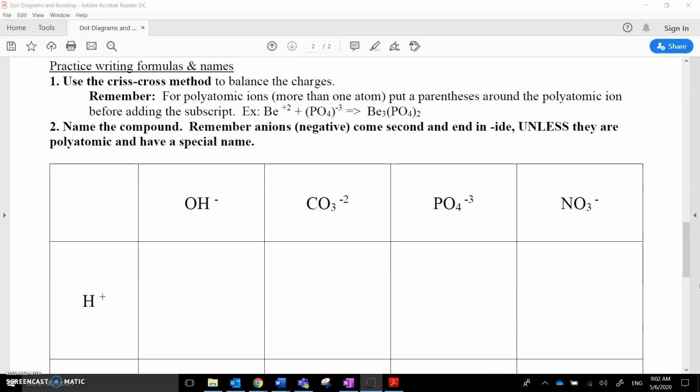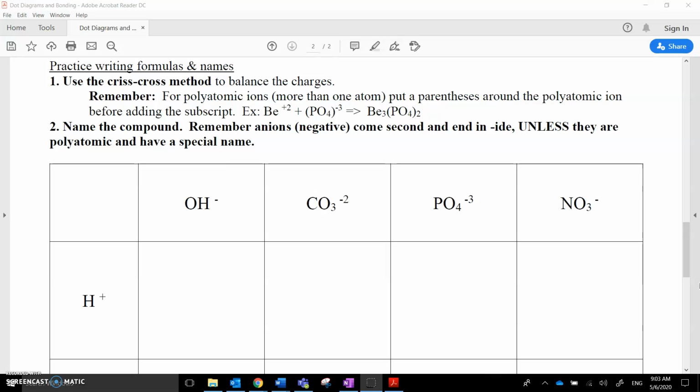If I have a +1 and a -1, then that's fine. They balance out, and it's great. If I have a +2 and a -1, I'm going to need 2 of those -1s so that they add up to 0. And you can see this example underneath step 1, where it tells you what the charges are. We're going to do some practice problems in just a moment. We also would need to be able to name those compounds.